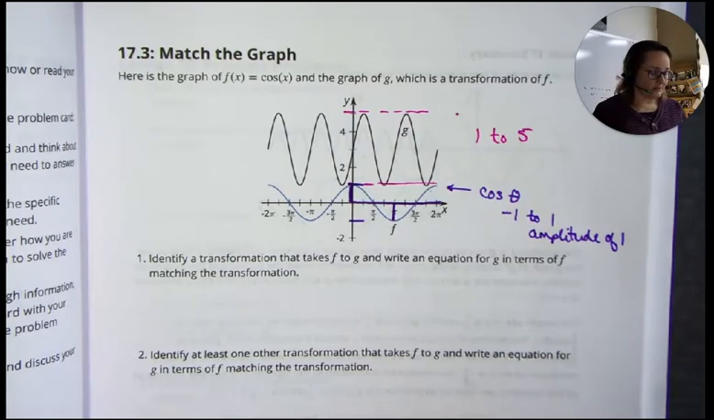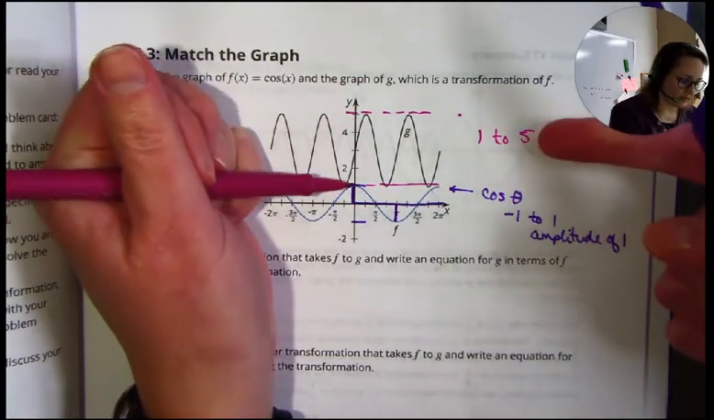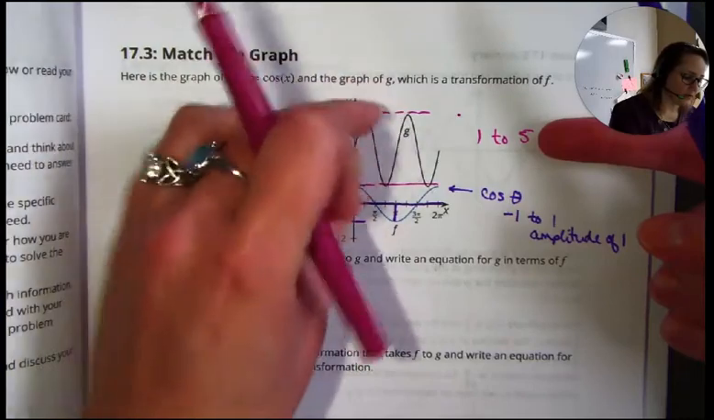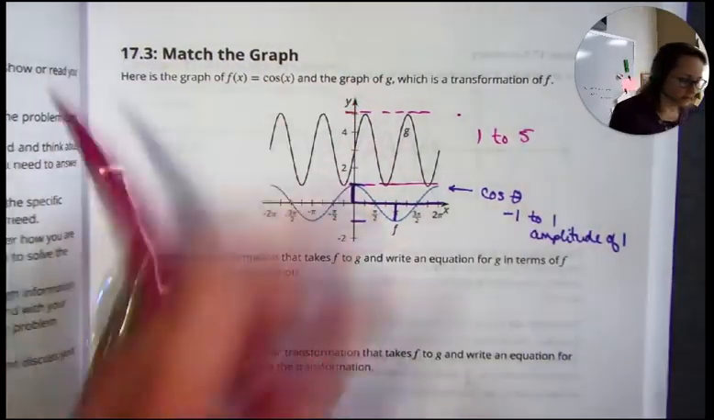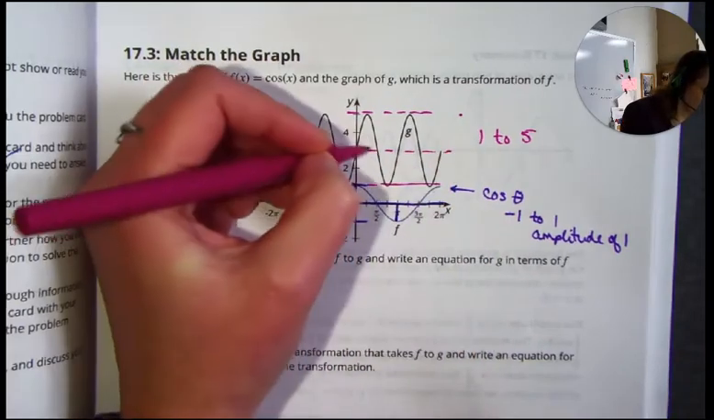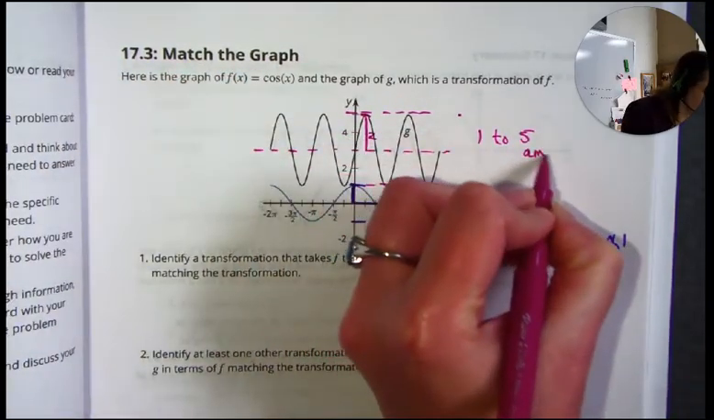I'm using that word midline, and I don't want to spoil something yet. Let me stick here with this idea that it goes from 1 to 5. That means it has a total height of 4 units, and going from the midline up to the maximum would be 2 units. So it has an amplitude of 2.